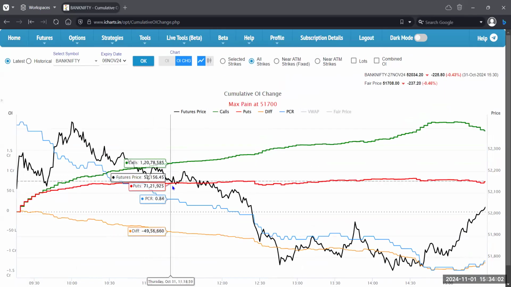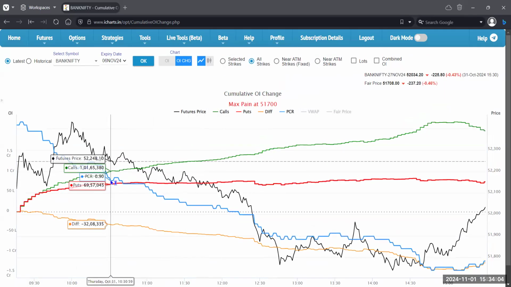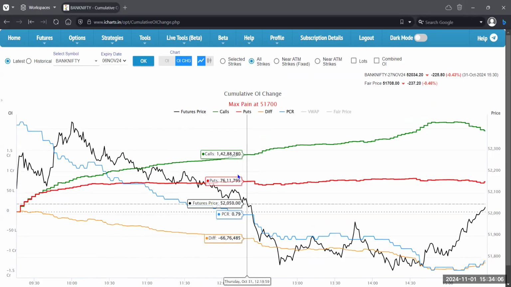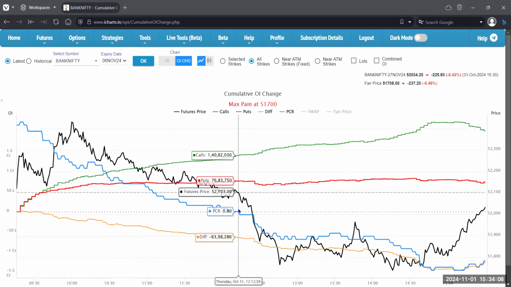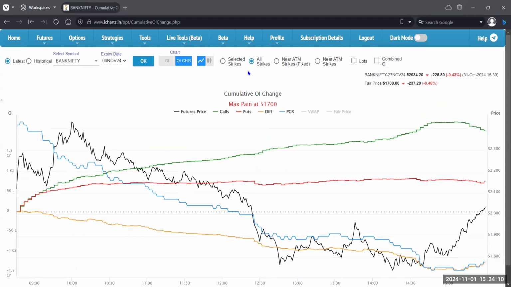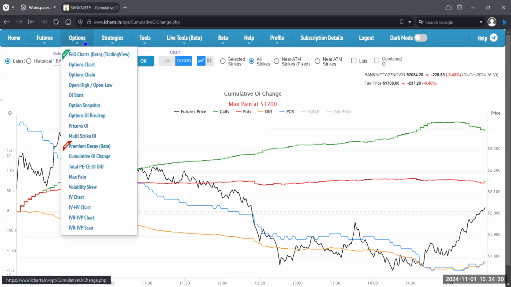But if you just want to track the difference between call and put OI changes, then you can just select this, and you have other options of selecting only a couple of strikes, or near ATM strikes with fixed center strikes, or near ATM with floating dynamic ATM strikes. So all these options are there. You can take a look. This is also a quick snapshot tool to look at the market.